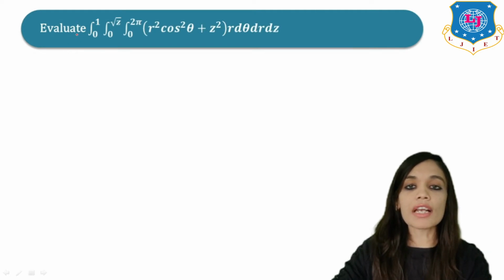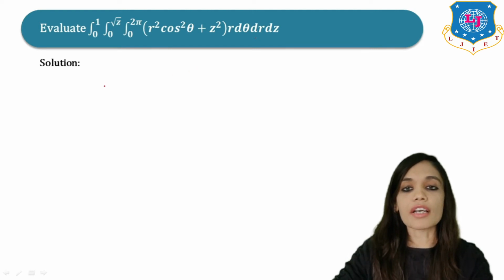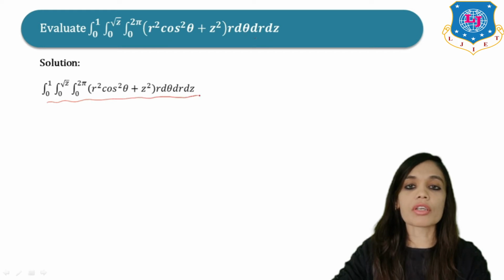So we have to evaluate the triple integration from 0 to 1, 0 to square root z, 0 to 2 pi of (r square cos square theta plus z square) r d theta dr dz. Okay. So now let us start with the solution. So this is your given question, right?